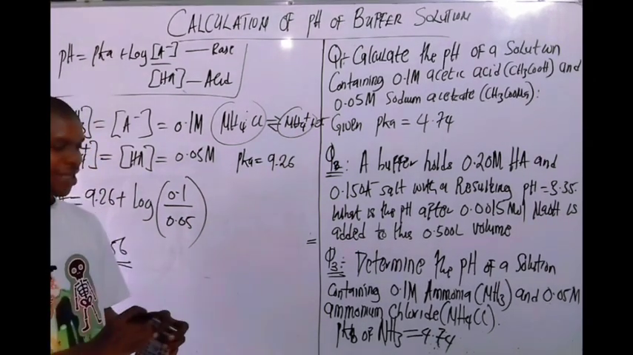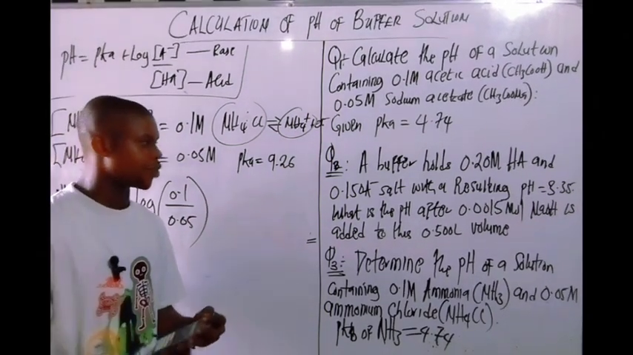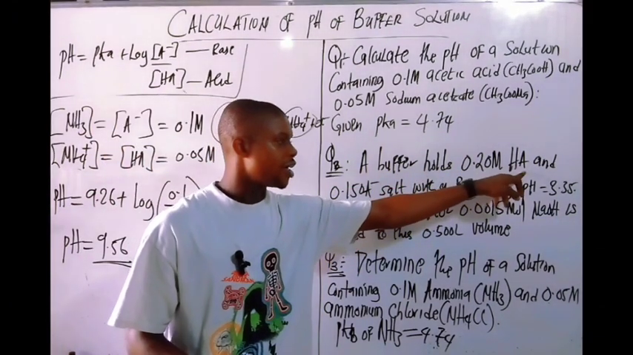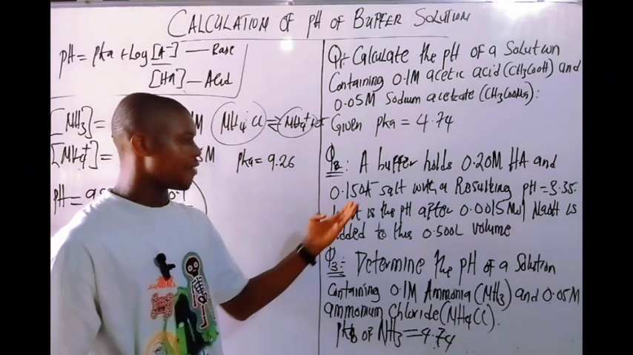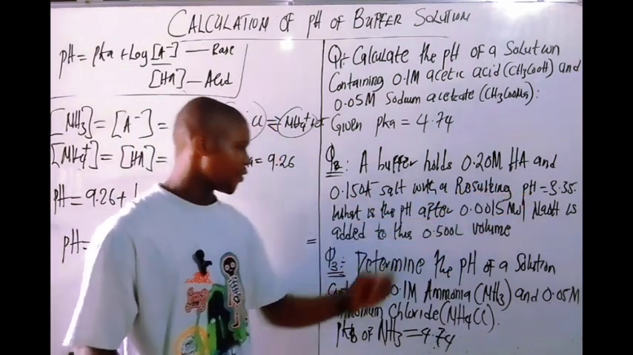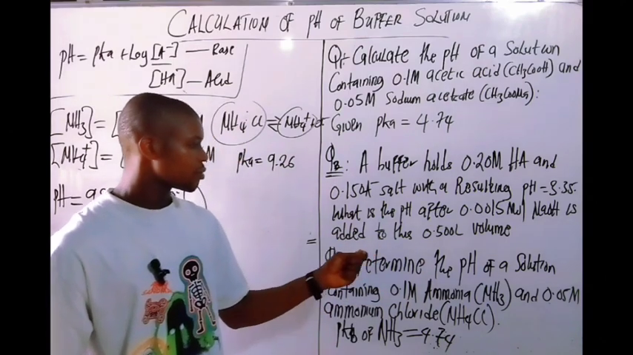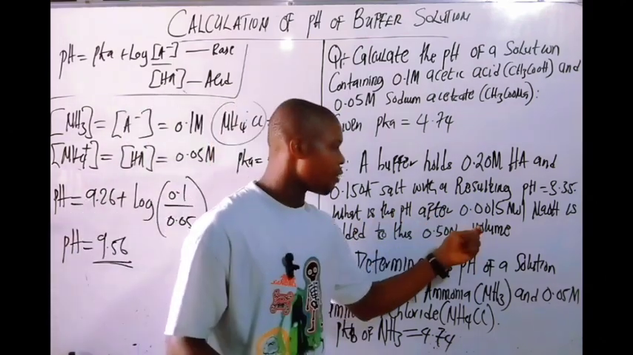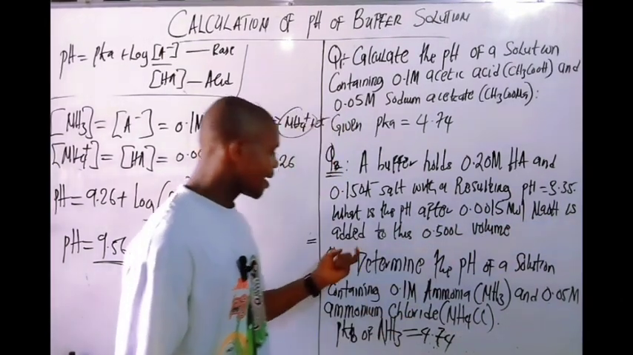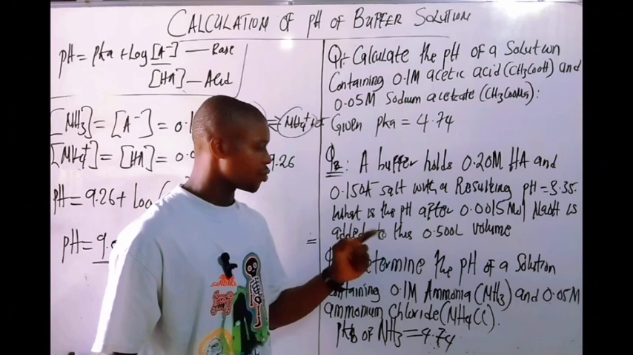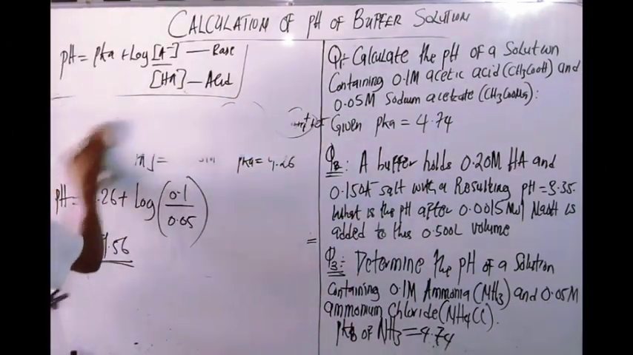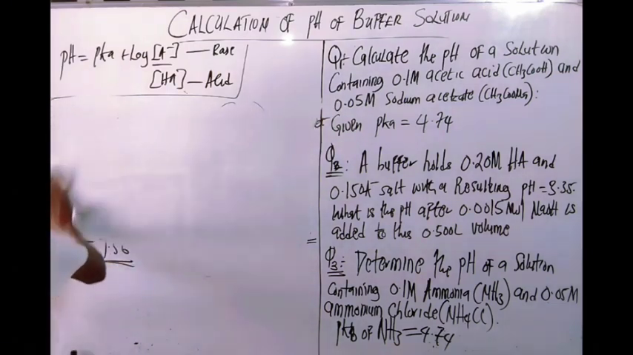Let's see how we can answer question number 2, which is a little bit technical here, because they say that a buffer holds 0.20 HA, which is the acid, and 0.15 A- salt, with a resulting pH of 3.35. What is the pH after 0.015 mole sodium hydroxide is added to this solution of 0.500 liter volume? So now, how do you answer this question here? This question is a little bit technical, and it's going to take us a little time to solve.